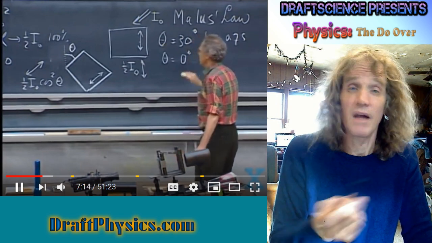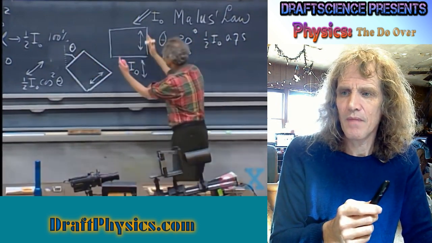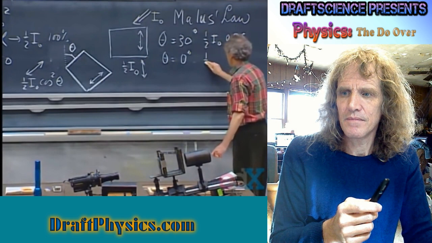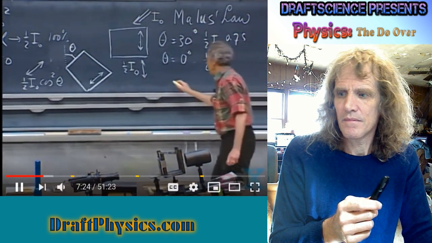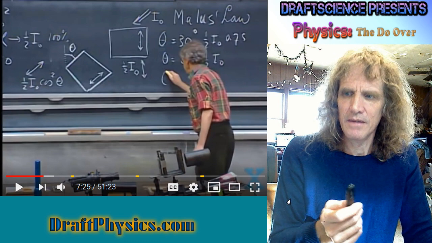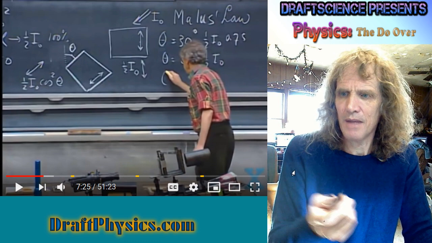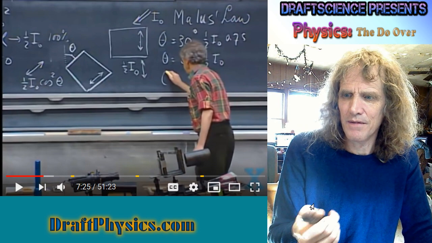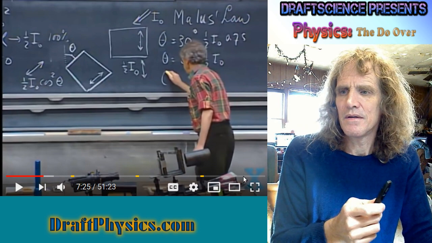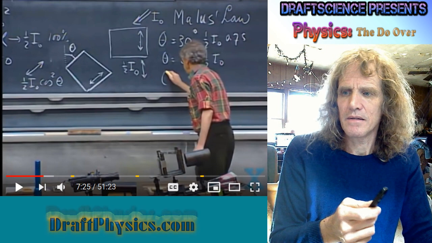If theta were 0 degrees, that means that this sheet is in the same direction as this one. If everything were ideal, 1/2 I0 would get through the second sheet. So he's saying 1/2, but it's supposed to be multiplied by 0.75. So how could it be 1/2? That doesn't make any sense.